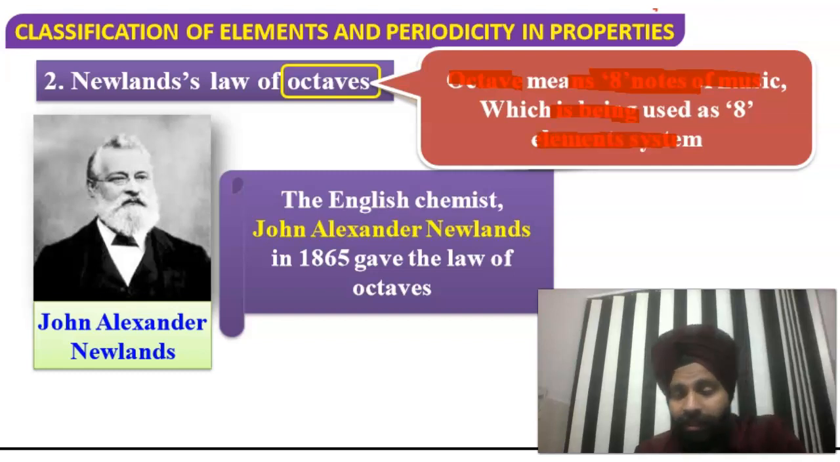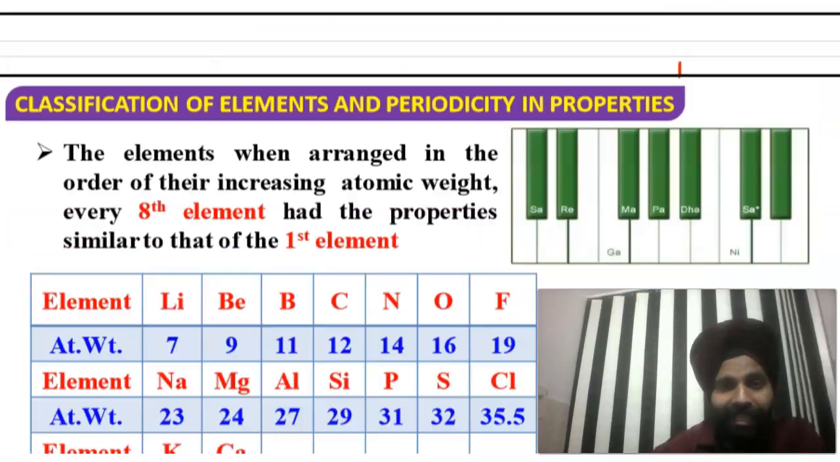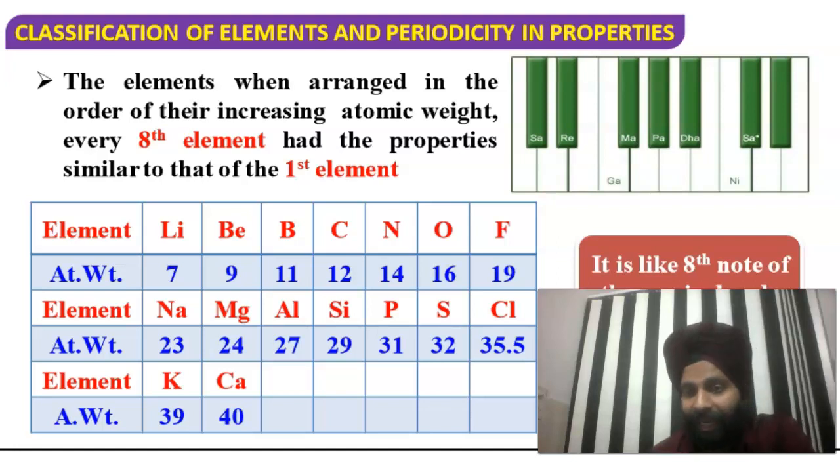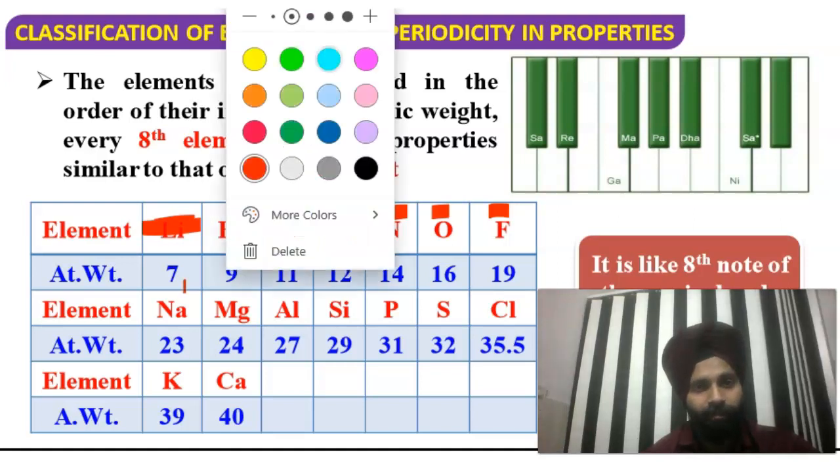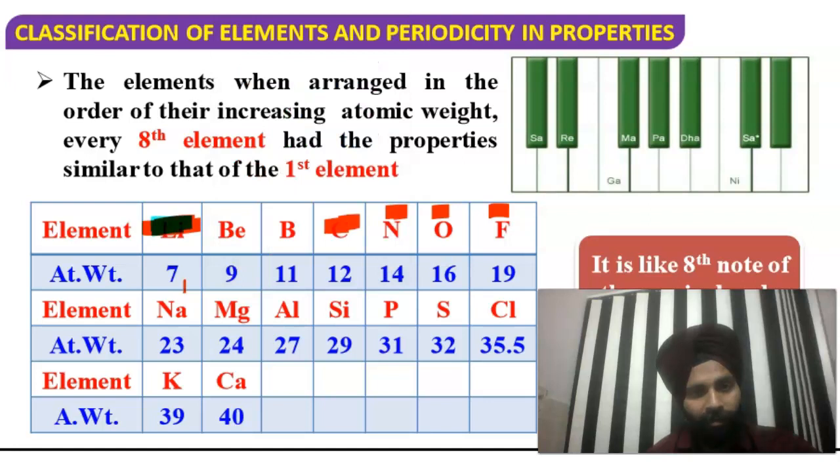What does it explain here? The name is John Alexander Newlands. He basically explained the simple thing that every 8th element has similar properties. Let's count 1, 2, 3, 4, 5, 6, 7, 8th element is sodium. So the properties of sodium are similar to those of lithium. Similarly, counting on, the properties of sodium are similar to those of potassium.